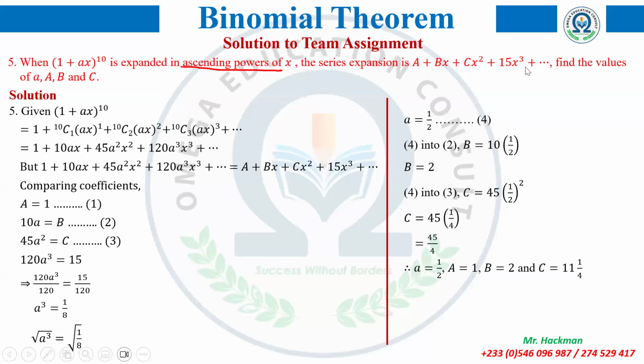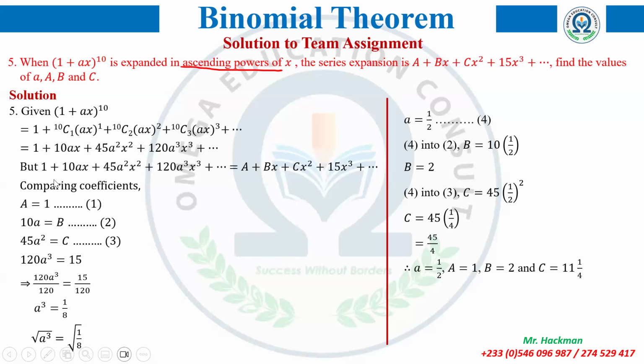I've explained why already. So now you come and deal with the combination values. 10 combination 1 is what? 10. Then push the powers in, so that will give you ax. Then 10 combination 2 will give us 45, so this will give you a squared x squared. Then 10 combination 3, if you push the power in, you get a cubed x cubed. So that gives us the plus ellipsis, what we have here.